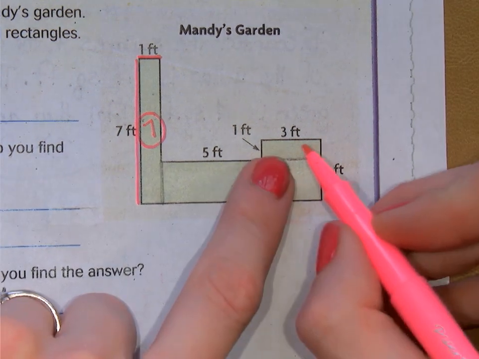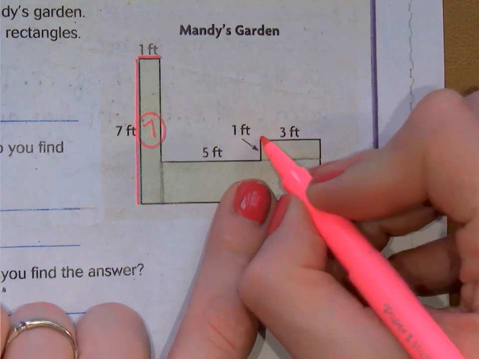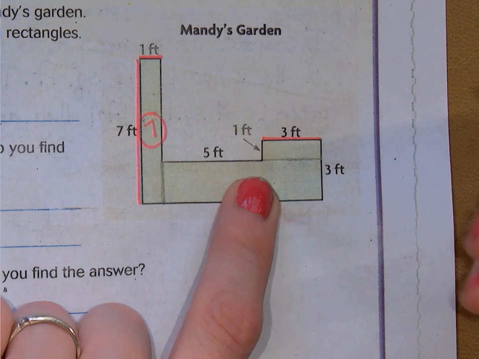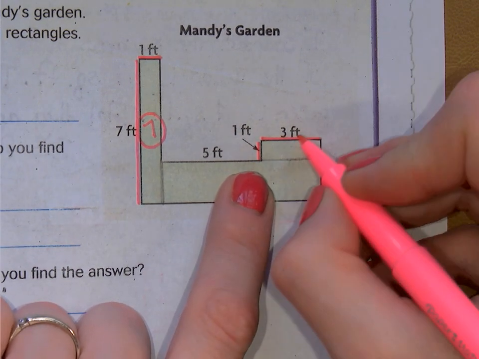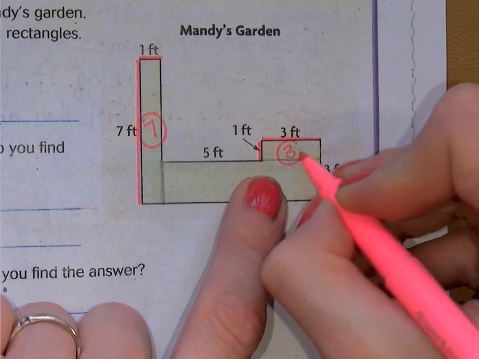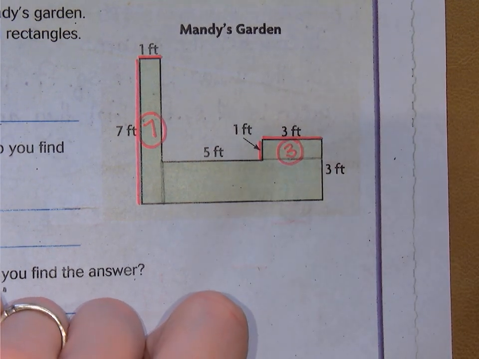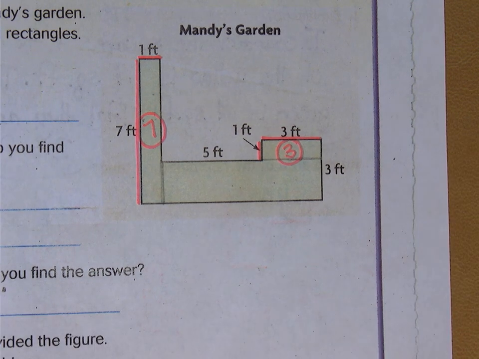Okay, let's look at this other small one over here. The base is 3. The height is 1. 3 times 1 is 3. So that's the area of this small guy right here. Okay, now this big guy right here, we're going to have to think about this guy a little bit.